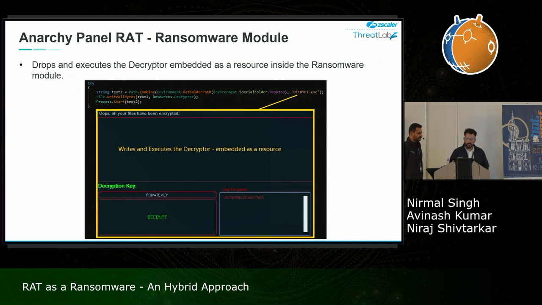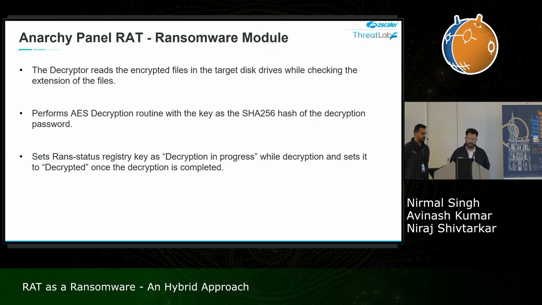After encryption, it drops and executes a decryptor as well. That decryptor is embedded as a resource in the ransomware module. The decryptor reads the encrypted files on the target machine by checking the extension of the files. Then it performs the AES decryption routine using the SHA-256 hash of the decryption password. During the decryption process, it will set the registry key as decryption in progress. And once the decryption is completed, it will set the registry key as decrypted.